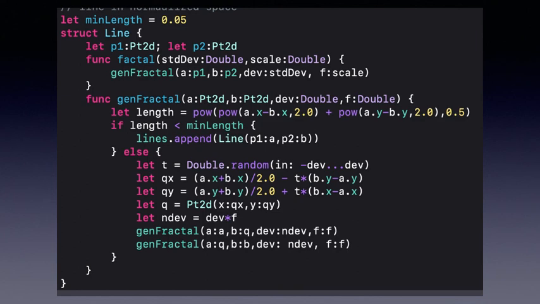At that point, I want to change the deviation that's used, and I want to multiply it times the scaling factor. And then I want to call this function, the recursion, twice, each time for the new lines, A to Q and then Q to B. That's it.